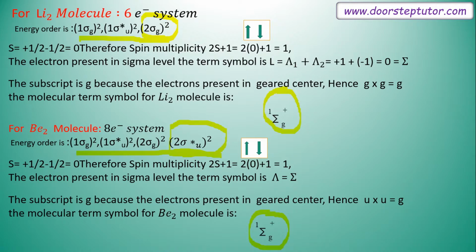Please remember what I said previously: be focused only on the last valence electrons of the system. That is very, very important. Okay, next we will move to another example.